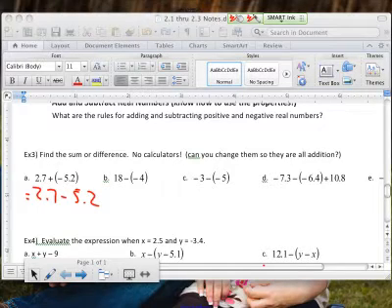Okay, and if you have a method that works, go ahead and use your method. You can change every single problem to addition if that's what you prefer to do. It doesn't really matter. So you have 2.7 plus -5.2, and that's going to be -2.5. The sign of your answer is going to be the same as the sign of the larger number.